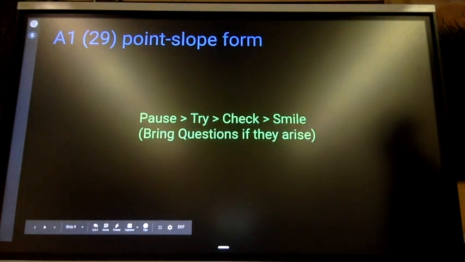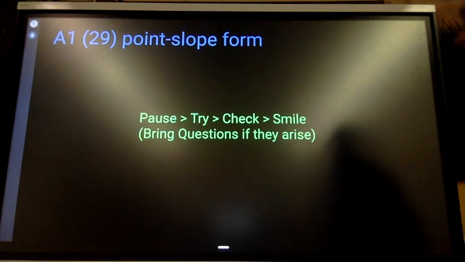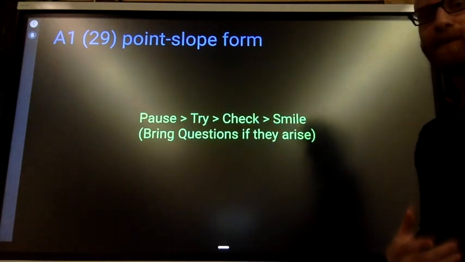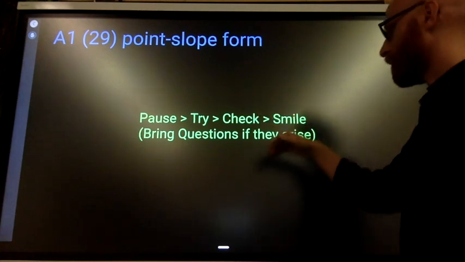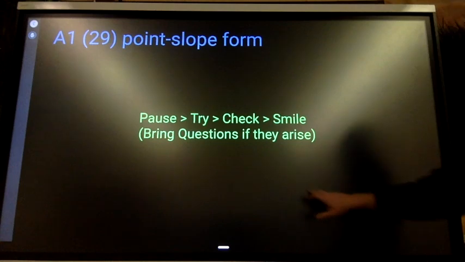I show you a situation, pause, try it yourself, see if you can get it right, unpause, check what I do, make sure we match. If we match, smile, you got it. If we don't, bring your questions to class with me.